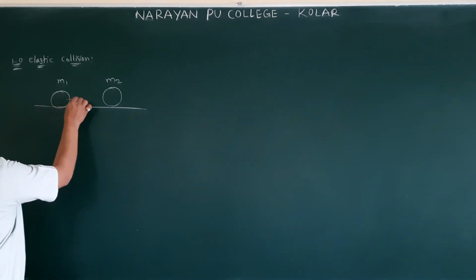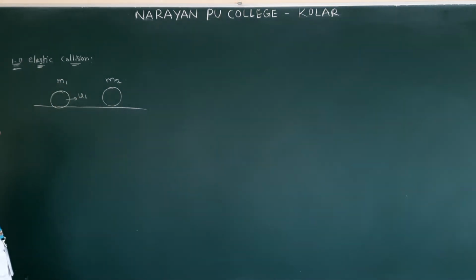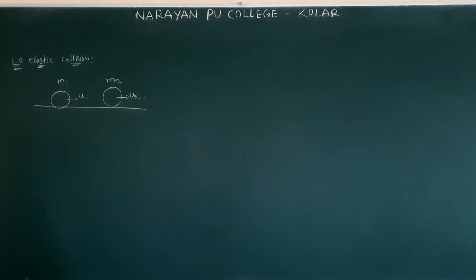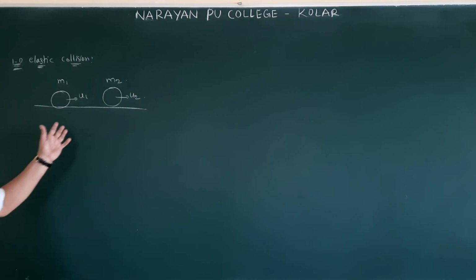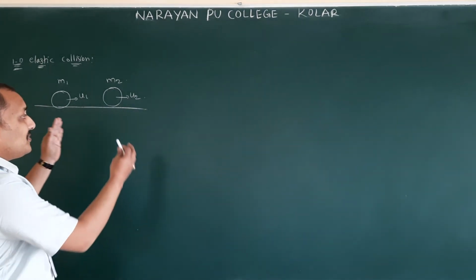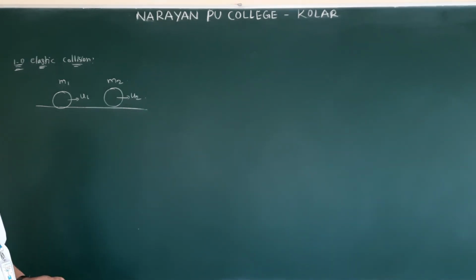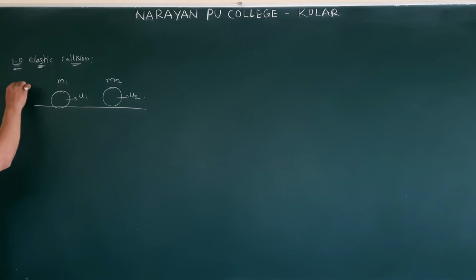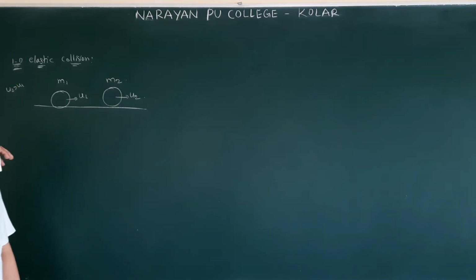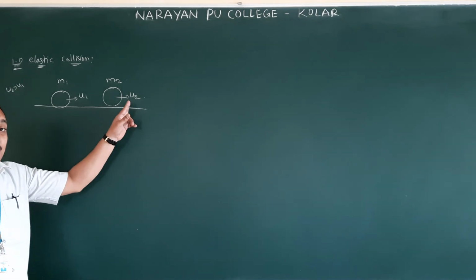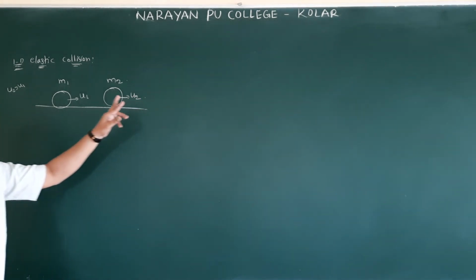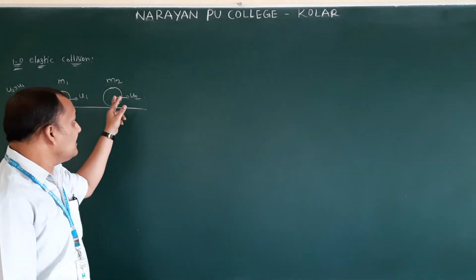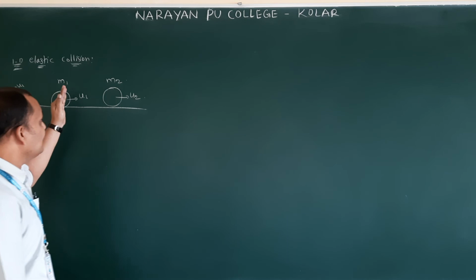This object is moving with initial velocity u1. This object is moving with initial velocity u2. So both are moving. To get collision, what is the condition? Let us assume you have taken u2 greater than u1. u2 greater than u1 means second object is moving with more velocity compared to first object. If second object is moving with more velocity, then first object will go back side, this object will be there.